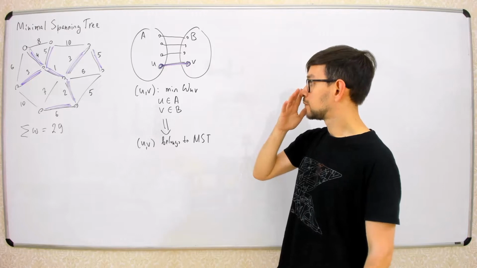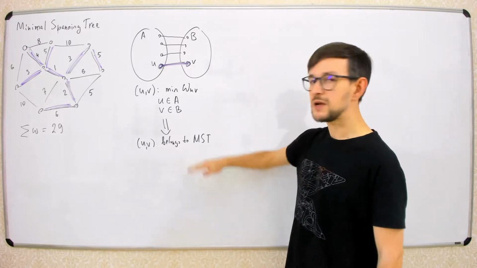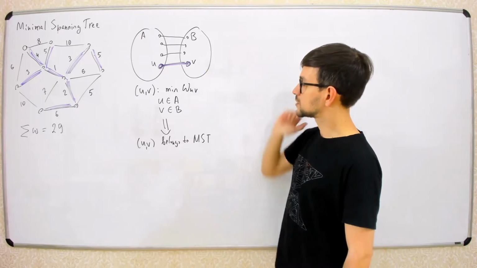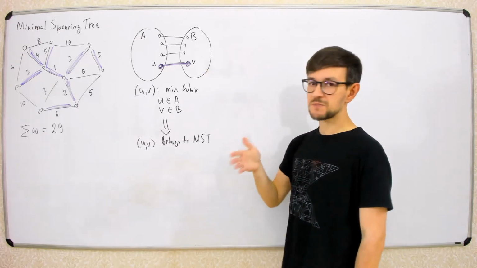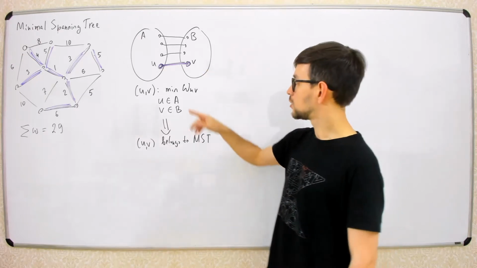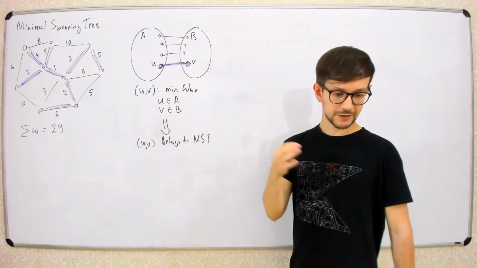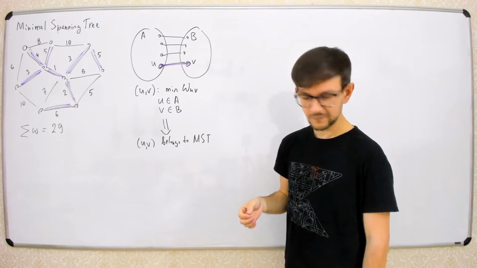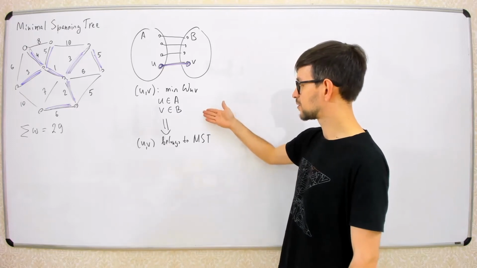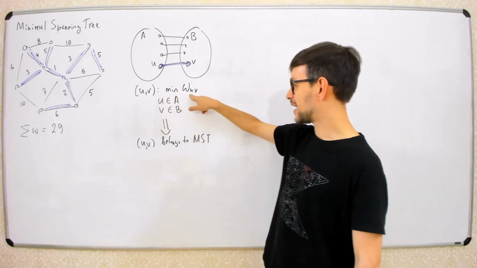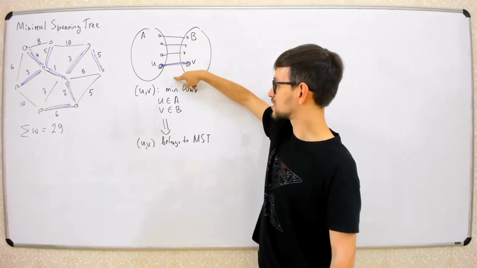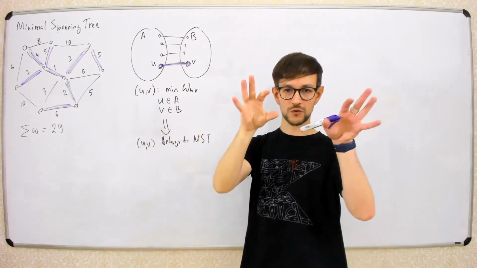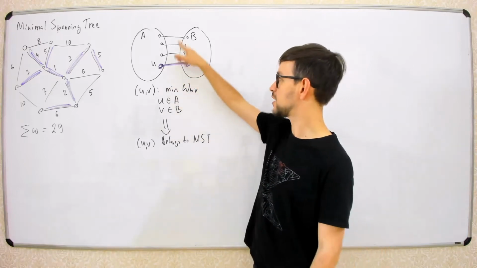Let's take some minimal spanning tree. Let's look at this minimal spanning tree. In this minimal spanning tree, nodes U and V must be connected. It's written on the board here: UV is the minimal edge among all edges such that U belongs to A and V belongs to B. So we split all the nodes of the graph into groups and take the minimal edge between these groups.